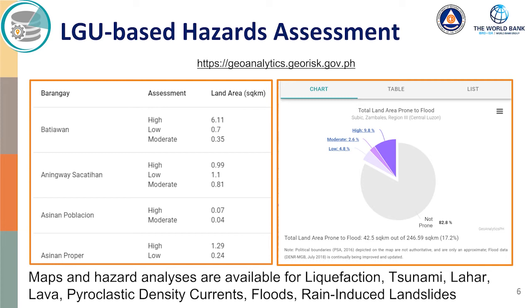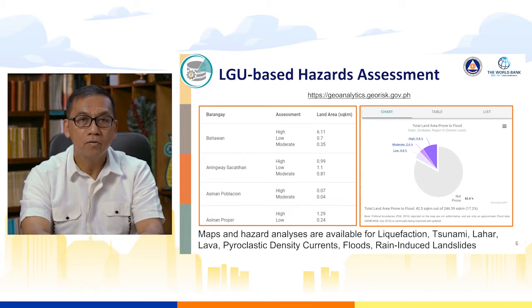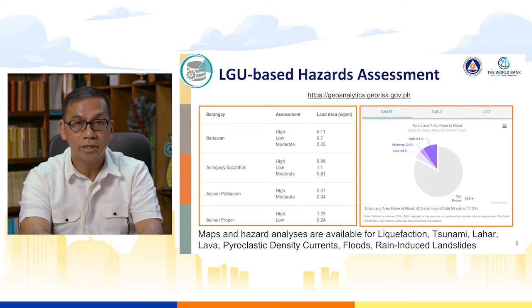For Geoanalytics PH, you may go to geoanalytics.georisk.gov.ph or simply search Geoanalytics in Google. We could perform LGU-based hazards assessment through the platform. Here is an example of doing area-based analysis. We see that in Subic, Zambales, about 80% of the land is not prone to flood. Barangays prone to flooding may be assessed as the land area in square kilometers, as shown in this slide.